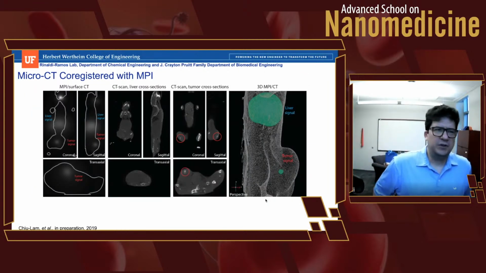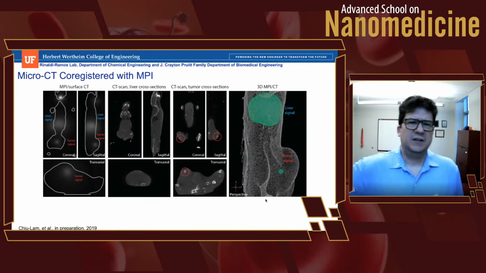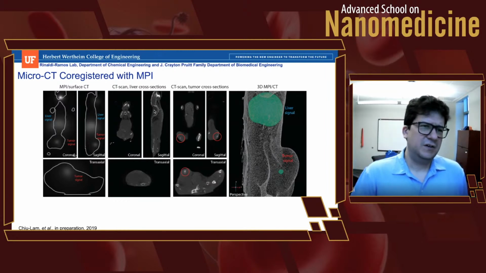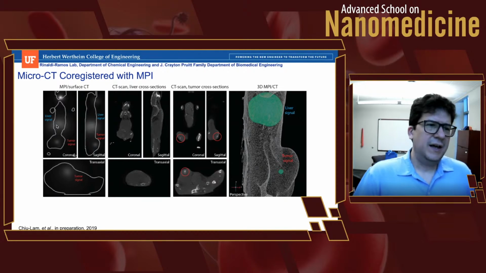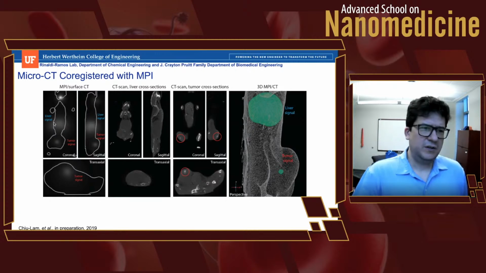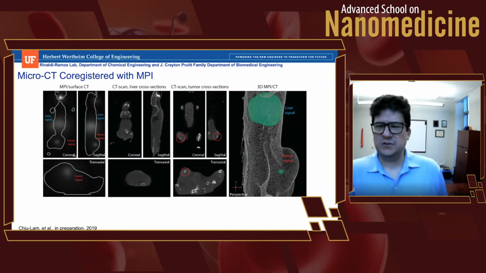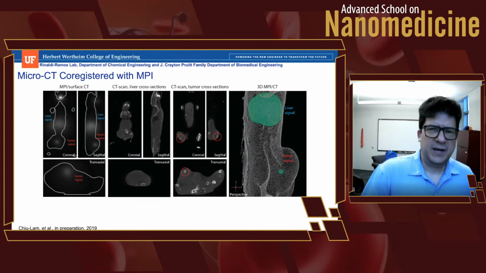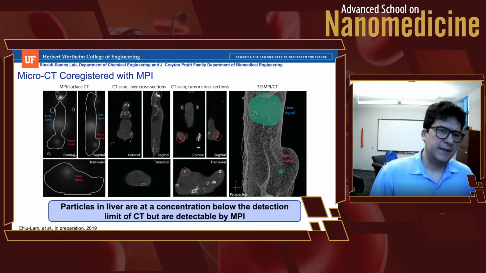You can use other imaging modalities to try to track particles. The iron oxide particles have some CT contrast, and this is a complicated slide, but basically here the contour corresponds to the surface of the animal from CT, and the color haze is the magnetic particle signal, and we can see a signal in the tumor and a signal in the liver. But in the CT, we see no signal in the liver, so CT is not sensitive enough. But MPI clearly shows that a significant amount of particles have accumulated in the liver.